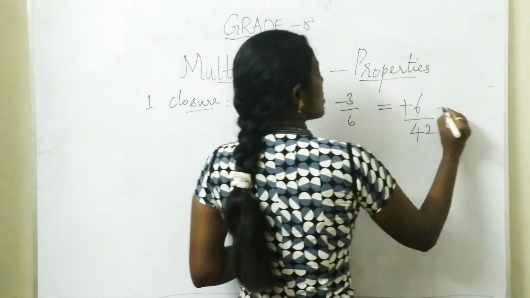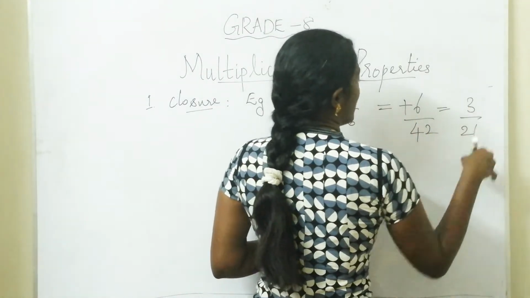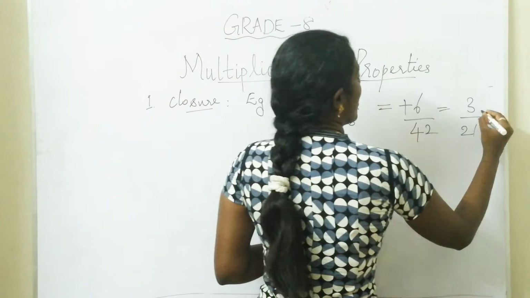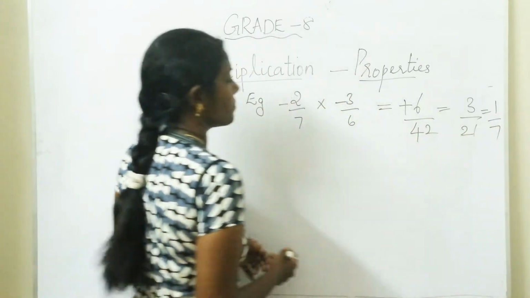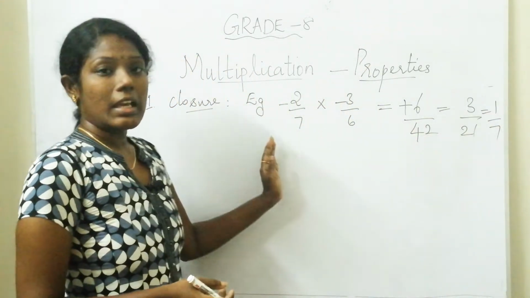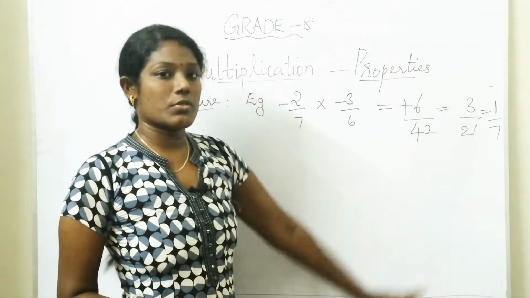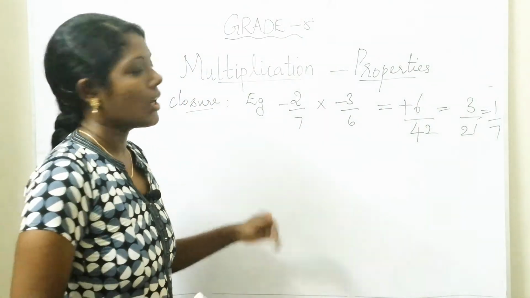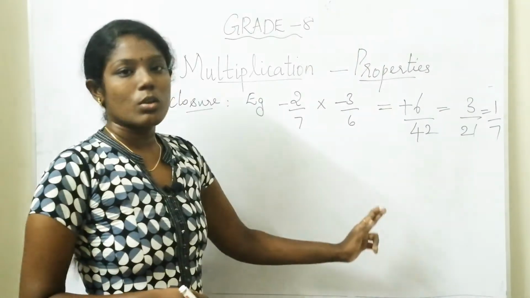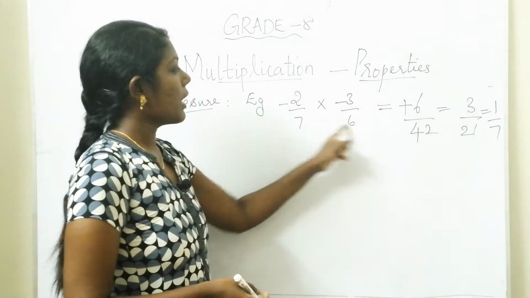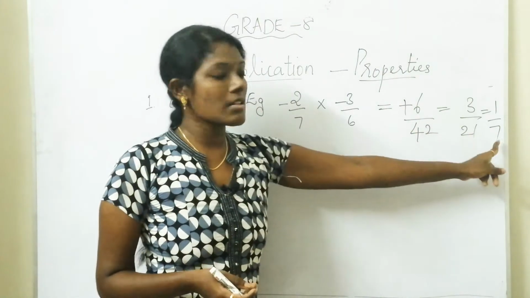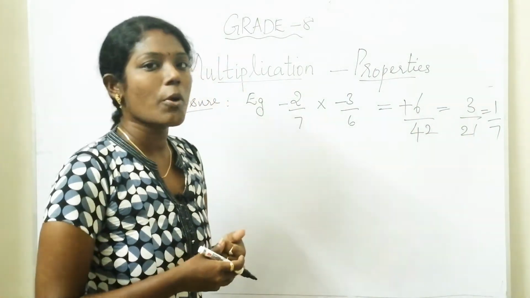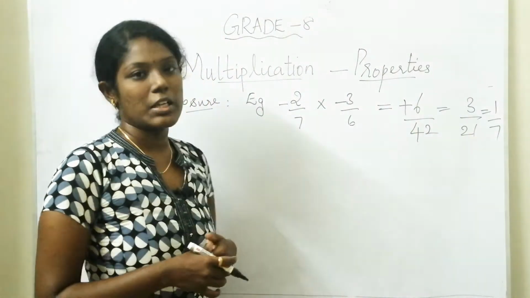I can also reduce it further to 3 by 21, or I can also reduce it to 1 by 7. So I can reduce it to the lowest form till I get the least number that cannot be divided any further. And this is called closure property. When I multiply two rational numbers, my answer is also a rational number. So closure property is applicable for multiplication.